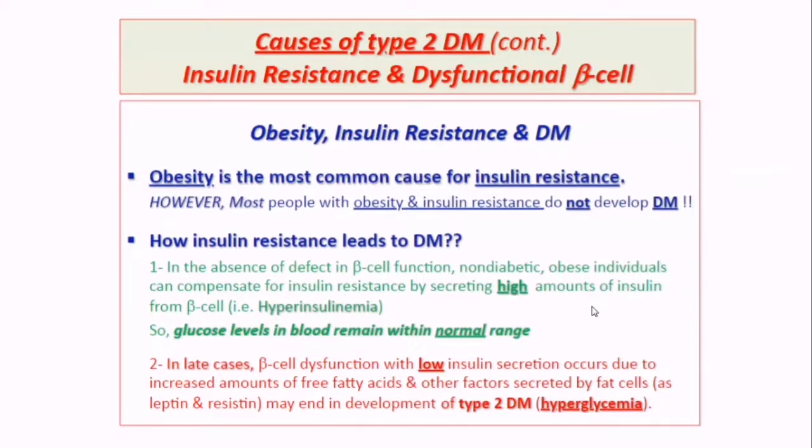So obesity is the most common cause for insulin resistance. However, most people with obesity and insulin resistance do not develop diabetes. So how does insulin resistance lead to diabetes?